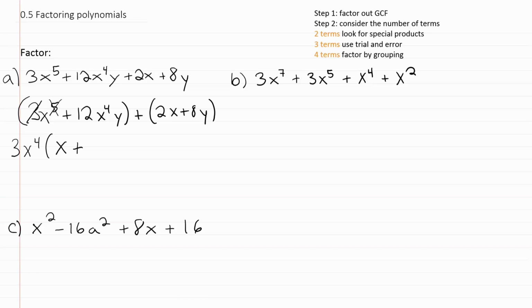And then 3 goes into 12 4 times, and x to the 4th will come out entirely, leaving just a 4y left over. So that's what's left in that parenthesis after I pull out my greatest common factor. Now, for the next one, I'm going to actually pull out a 2, because it looks like 2 is common to both of these terms. So if I pull out a 2, of course that'll leave me with x for the first part, and then 2 goes into 8 4 times, leaving me a 4y.